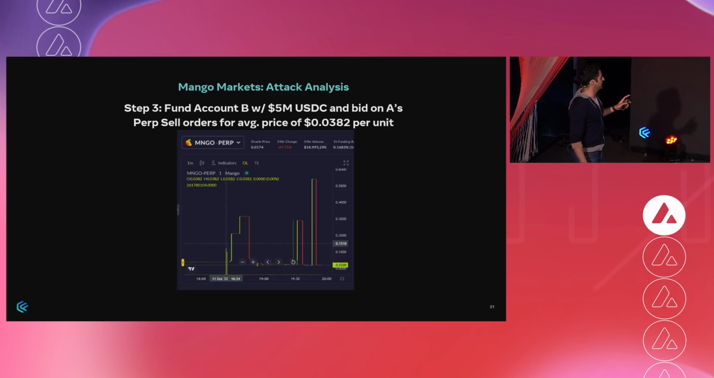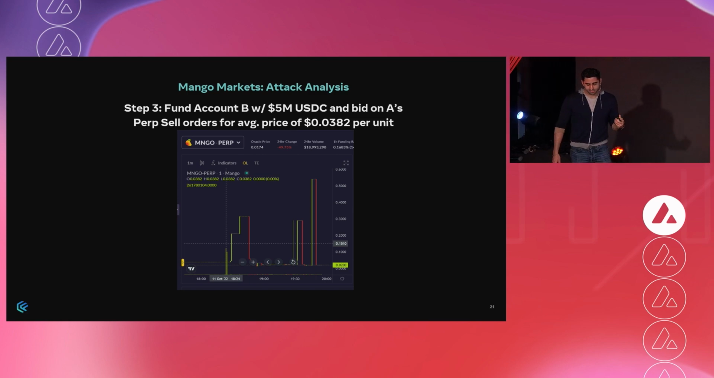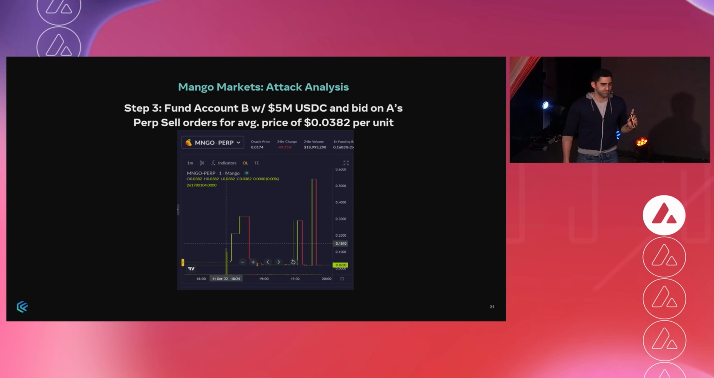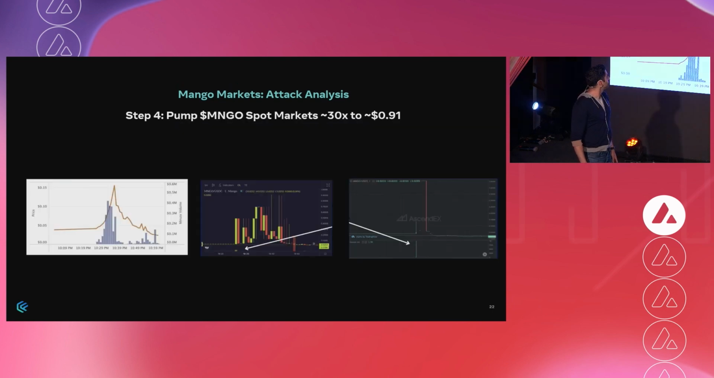Now Avi has a second account, let's call it account B, which also has $5 million USDC. So at this point he has $10 million capital that he's bringing from home, and he bids on A's initial perp sell order for an average price per unit of 0.0382. And you can see here the chart for that time.